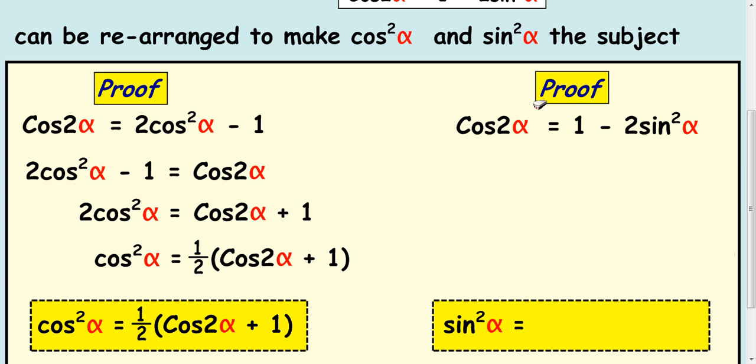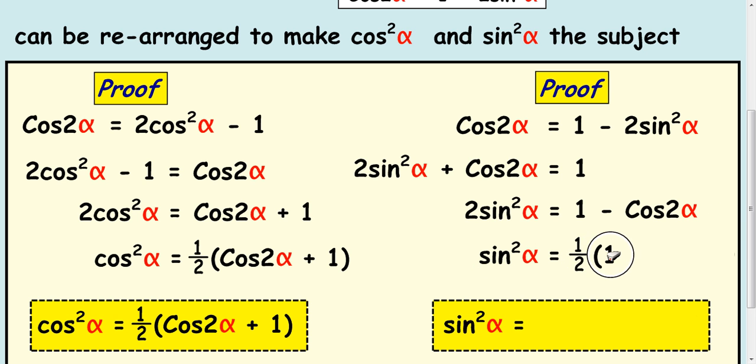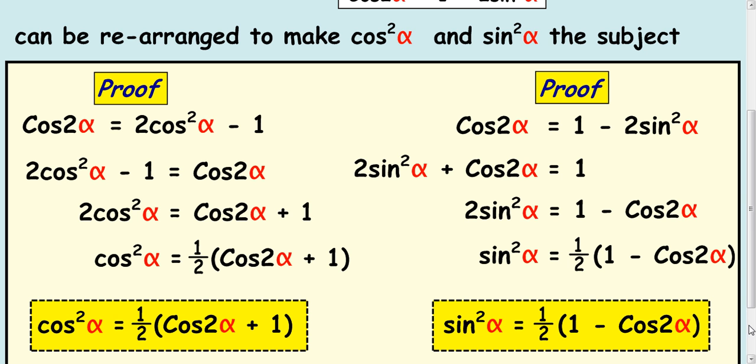Okay, proof of sin squared alpha and the formula that creates. So firstly, I don't like the fact that the subject is negative here, so I'm going to take it over the other side and make it positive. I'm then going to subtract this because I want sin squared alpha on its own. And then I'm going to divide by 2 again. So a half bracket 1 minus cos 2 alpha, and that's my formula.